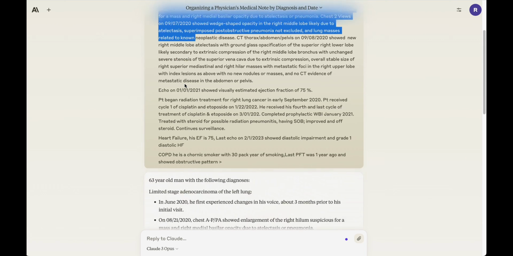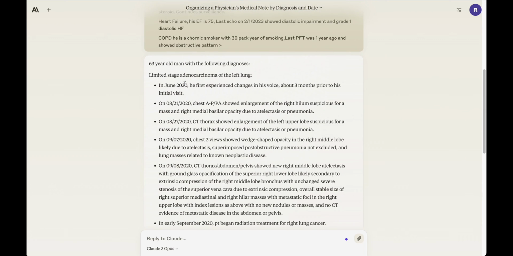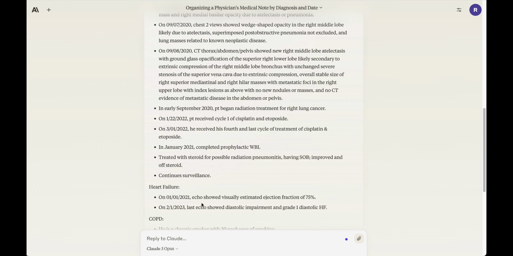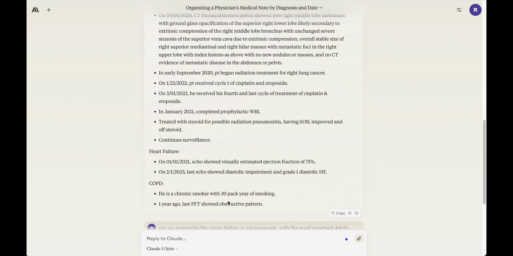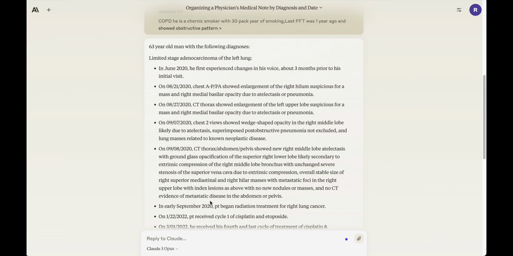Okay. If we scroll down and look at the note it generated, it did a really good job. So here it wrote the cancer and the cancer-related information. And here it wrote the heart failure and the heart failure-related data, and the COPD and the COPD-related information. One thing you can notice is that there is some inconsistency. For example, here it wrote June 2020 and here it wrote August 21, 2020.